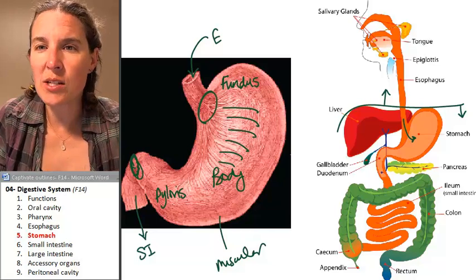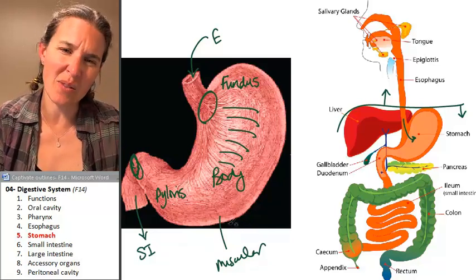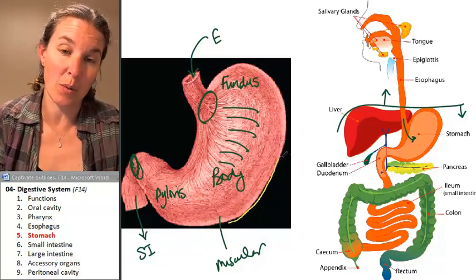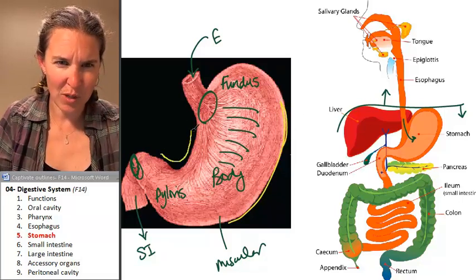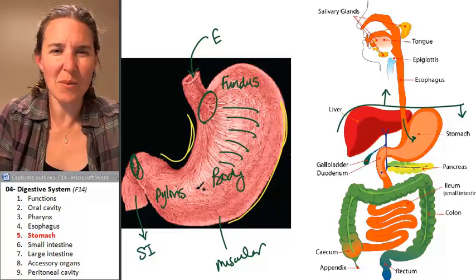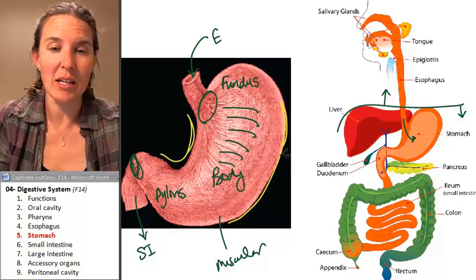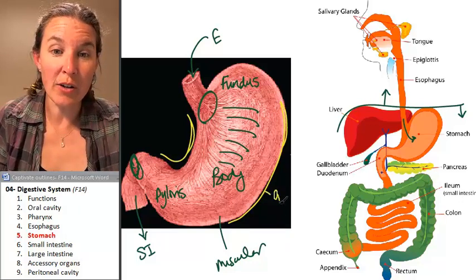There are two more places on the stomach. These aren't really regions, and I don't know exactly what to call them. Is it a structure? It's not really a structure. It's like a place on the stomach. This is the greater curvature.